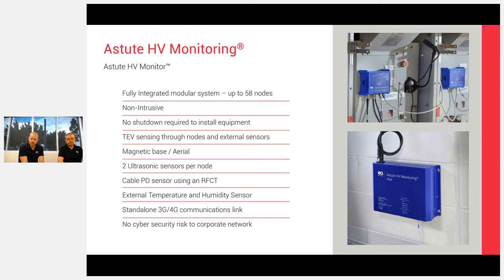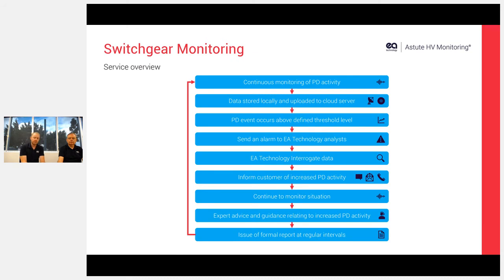So what we usually do is we plug in a 3G or 4G modem to the hub, and that acts as a standalone communications link, so it doesn't have to interact with your company's, what's it called, LAN, and so there's generally no corporate network issues and cybersecurity issues because it's completely separate. So the hardware can either be purchased or it can be loaned with us.